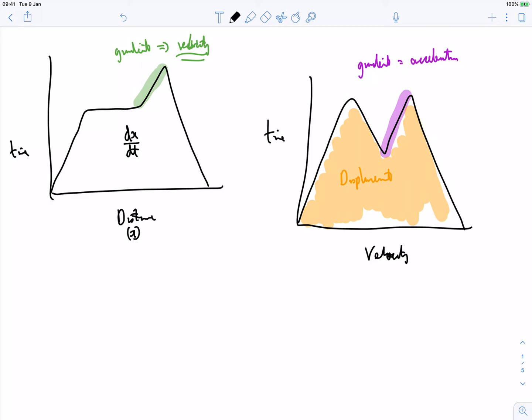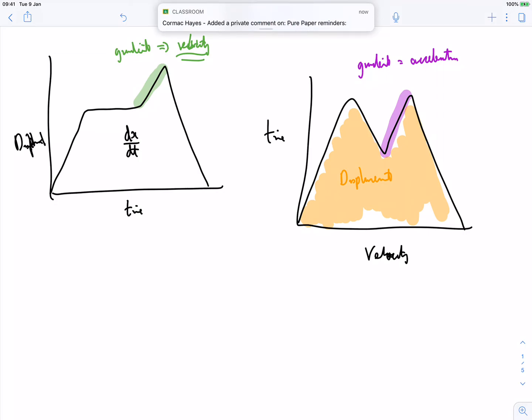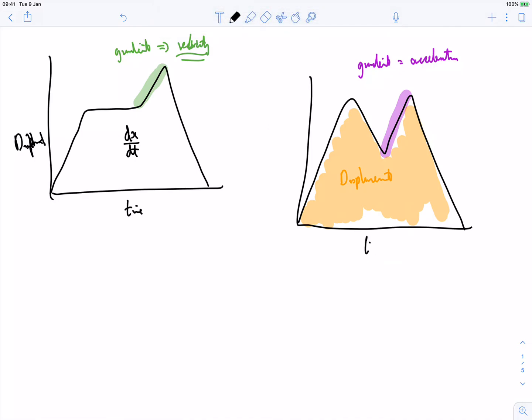Oh, what I've done here. I've done this the wrong way around, you silly boy. This is time, this is distance, displacement. And same thing here. This is time, this is velocity. I always get that the wrong way around.